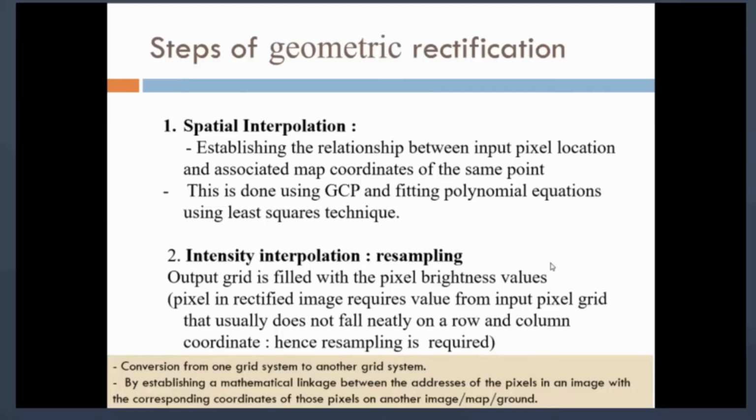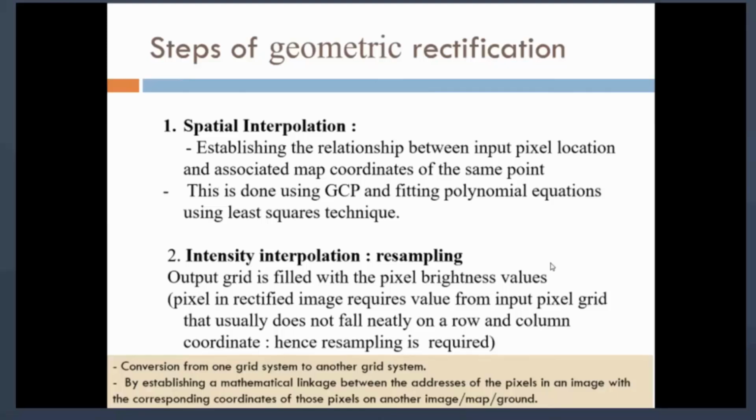So we have addresses of one pixel. You have chosen some GCPs. These GCPs have some address in the raw data, and these same GCPs have another address on the reference image. So you have to map a mathematical linkage between these two addresses, right? Once this is done, now how to fill the output grid which you have created? You need to fill it with the DN values.